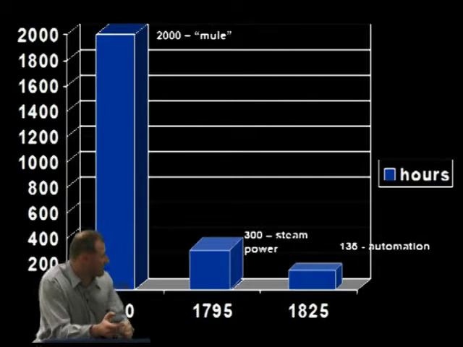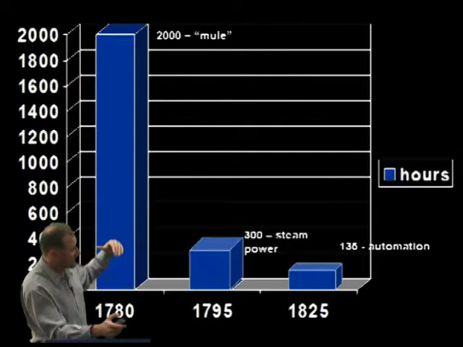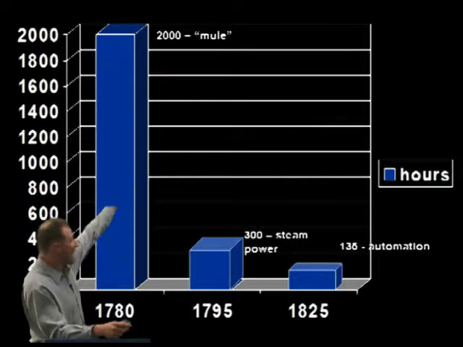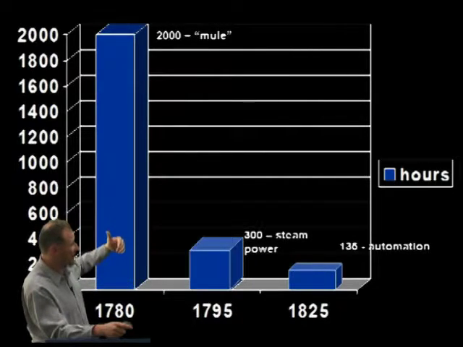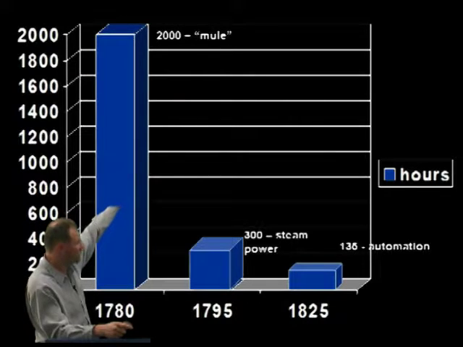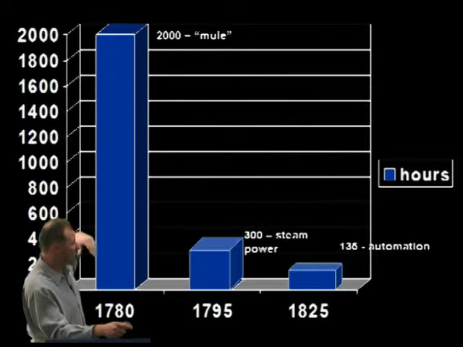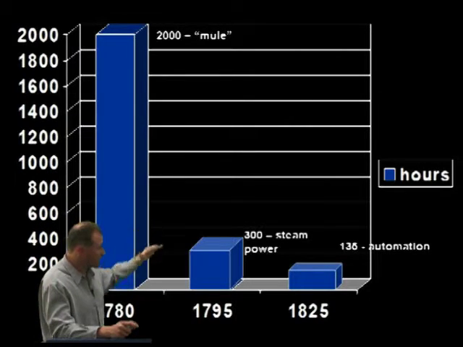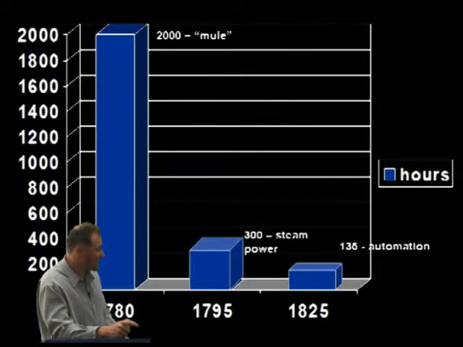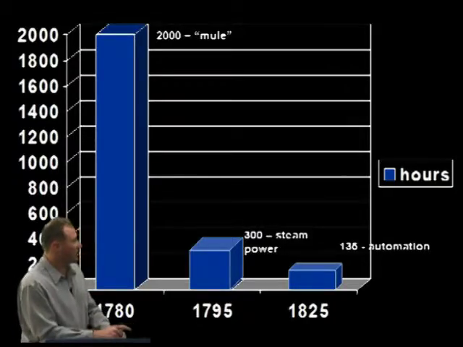This is an example of how many hours it took to produce 100 pounds of cotton. You can see it would take 2,000 hours before using animal or human power. With the use of steam power, you can cut that down from 2,000 hours to 300, and then today to 135 with automation. So the idea is a radical shift, okay? And we see this all over the place in many other industries.